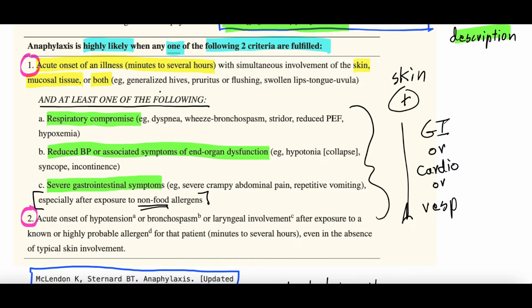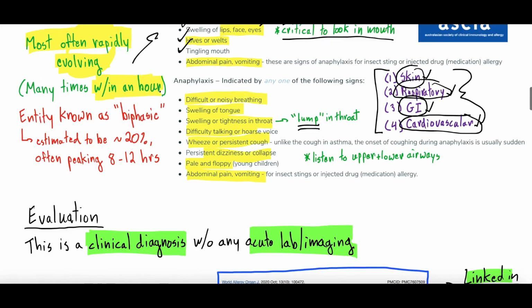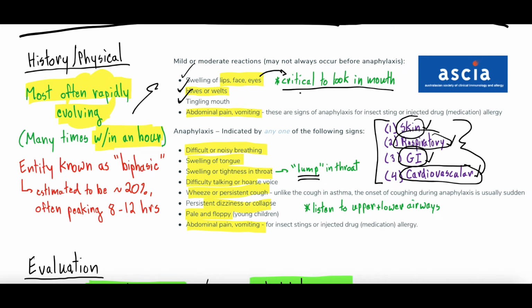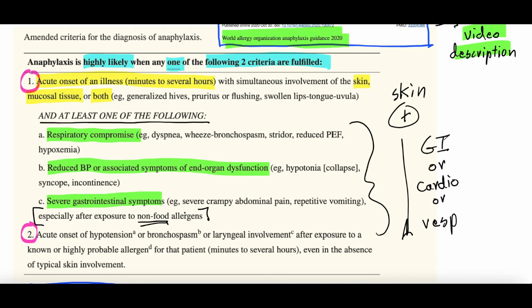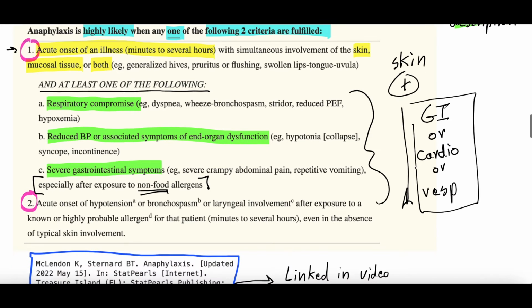And that will get you a diagnosis of anaphylaxis, which is consistent with what we saw up here, the most likely kind of signs and symptoms, right? They were skin, gastrointestinal, respiratory, and cardiovascular. So remember, the diagnosis said it can either be 1, which is skin plus any one of these three things, or it could be 2.